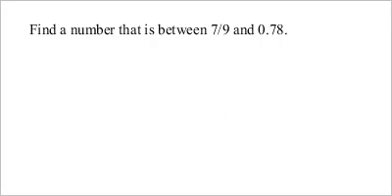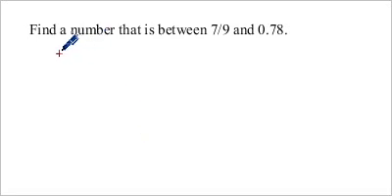Find a number that is between 7/9 and 0.78, or 78 hundredths. The first step to finding a number between these is to compare the two numbers and find out where they are approximately on the number line. So first we're going to convert the fraction to a decimal so that we can compare them.